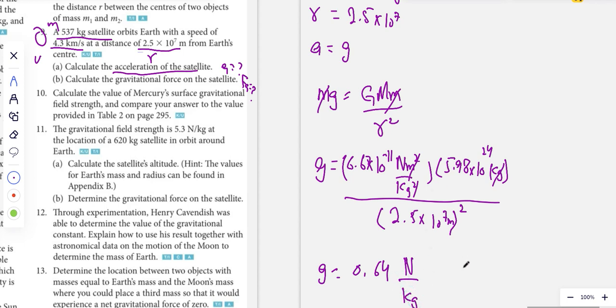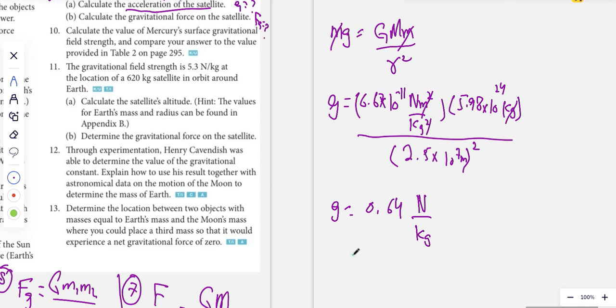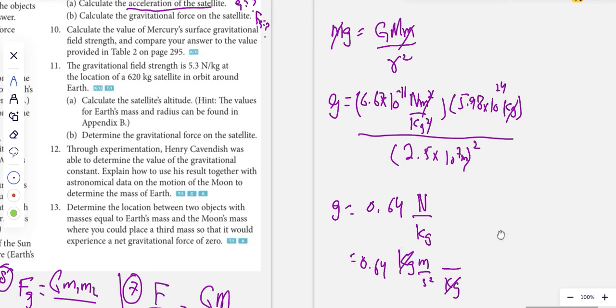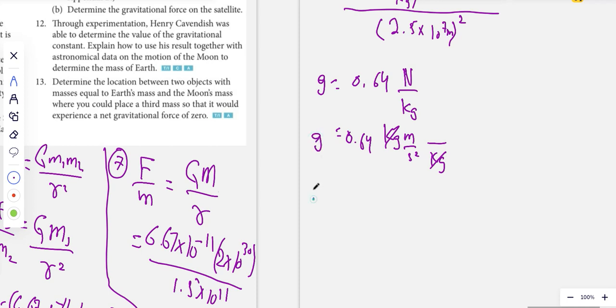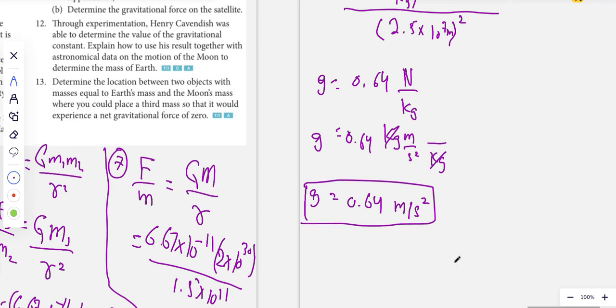What is the value of Newton? It is kilogram meter per second square. So dividing it by kilogram cancels this kilogram, and we get g equal to 0.64 meter per second square. So this is the value of acceleration, part A.